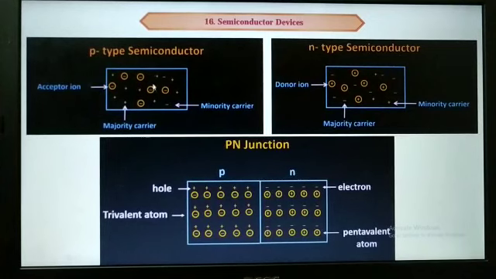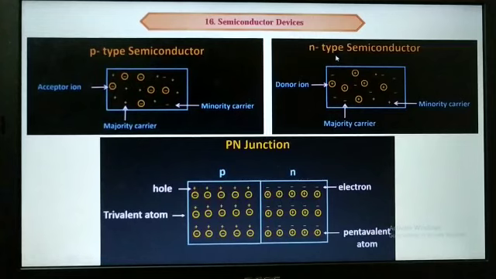So in P-type semiconductor devices, the majority carriers are holes and minority carriers are electrons, and in N-type it is vice versa. In N-type the majority carriers are electrons and minority carriers are holes. Okay, so let's go ahead.